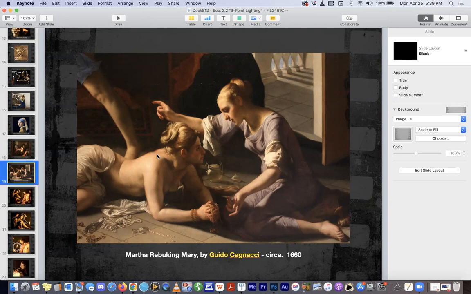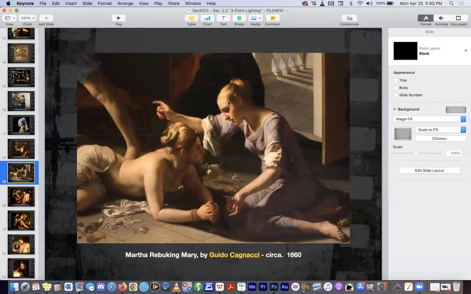So when we have a tableau like Martha rebuking Mary in this larger image from 1660, the central characters here, Martha and Mary, there is a literal interpretation that can be made about these two characters based on the quality of the lighting on each of these individuals. And in class, we talked about the fact that Mary is sort of bathed in the direct sunlight, and therefore the light of knowledge or the light of information is with Mary, and Martha's rebuking Mary.